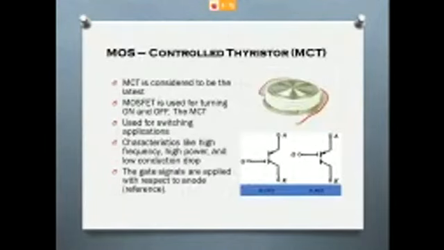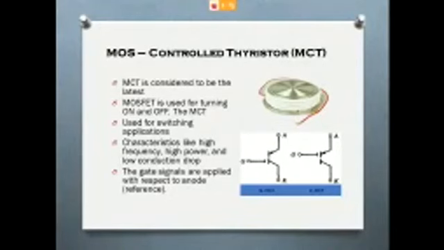And so the next one would be the MOS controlled thyristor, or MCT. MCT is considered to be the latest. A MOSFET is used for turning the MCT on and off. There are 2 MOSFETs used for the turning on and off of an MCT. This is used for switching applications. Like the previous one, there are 2 MOSFETs used, built into a gate structure. So one is used for turning on and another one is used for turning off. So this is used for switching purposes.